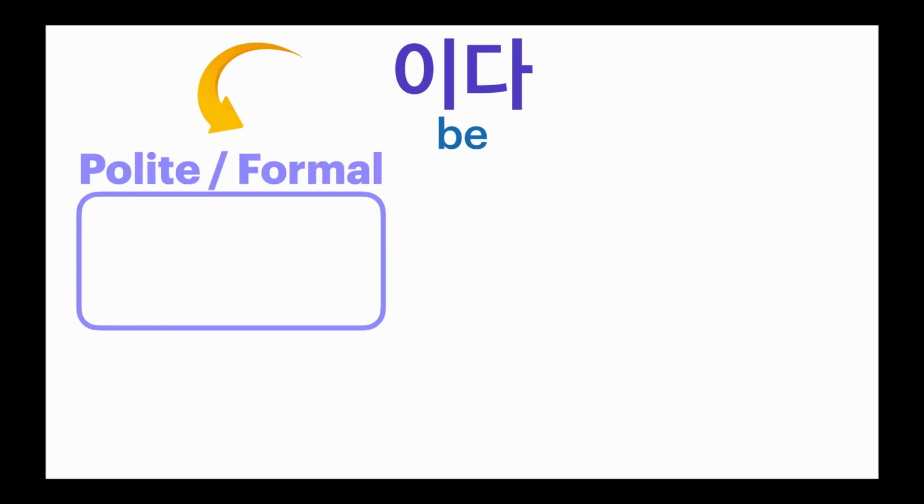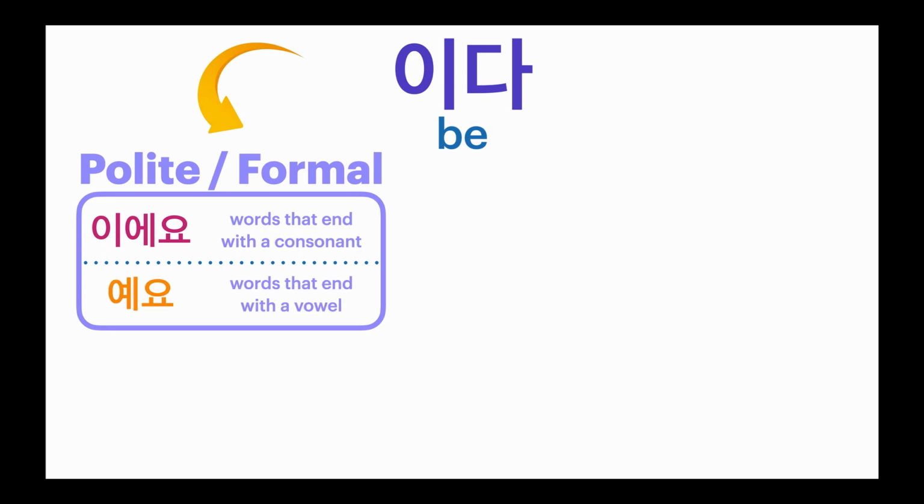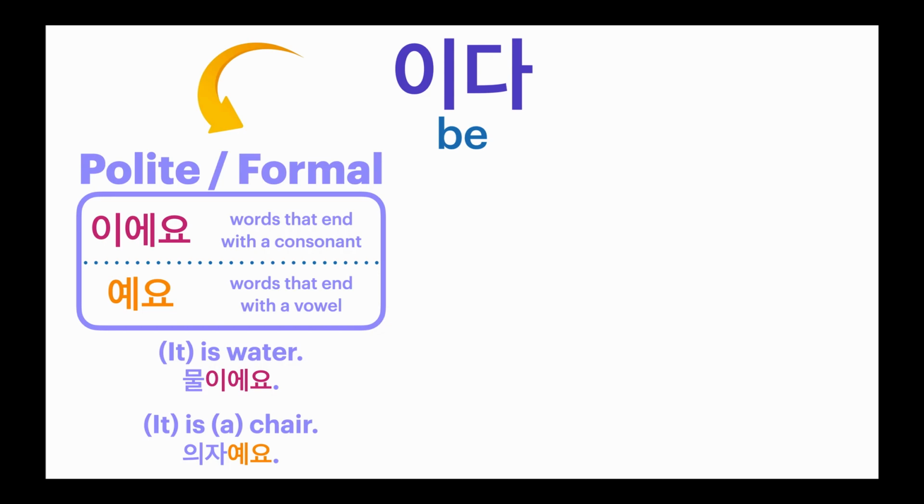In formal present tense Korean, ida will change into 이에요 or 예요. So just like in the last video, how would you say it is water? 물이에요. How about it is a chair? 의자예요.